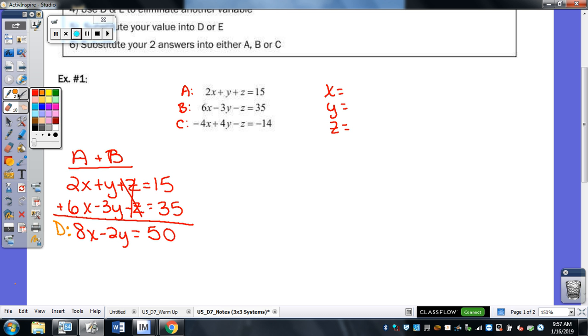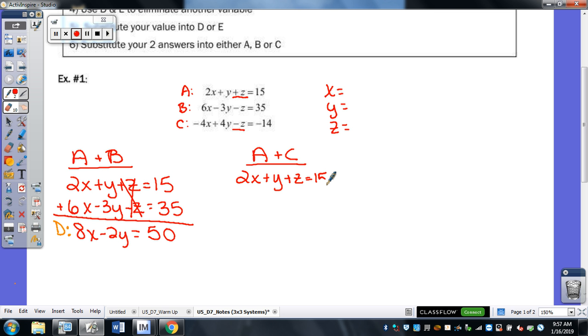So looking back at my original three, I have from equation A and equation C, again, the letter z would easily knock out. I don't have to multiply anything here. So I'm going to go ahead and do that. I'm going to take A, add C to it to get rid of my letter z. So I'm going to first copy down both equations, lining them up, x's, y's, and z's.